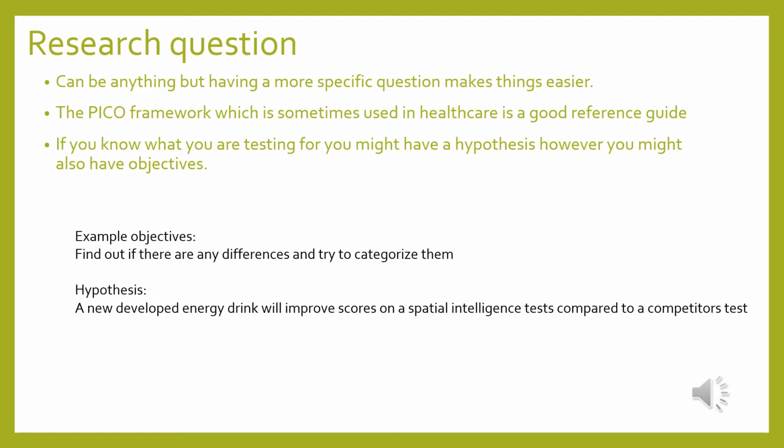But sometimes you might want to be a bit more specific. So, for example, if we use the example of the spatial intelligence test, perhaps you're working with a company that has developed a new energy drink that will improve your spatial intelligence scores. So you might want to compare that to a competitor's energy drink. And that would be an alternative hypothesis, with a null hypothesis being that there is no difference between your energy drink and your competitor's energy drink. Now, it should be noted that the alternative hypothesis tends to be mentioned within literature, but the null hypothesis isn't always stated and sometimes tends to be given.